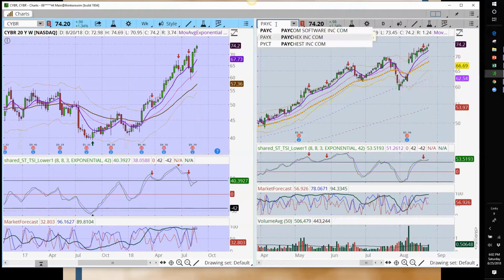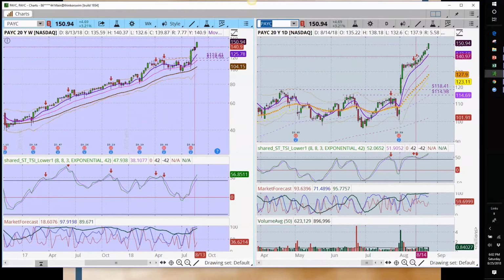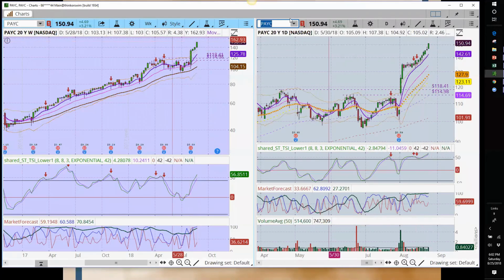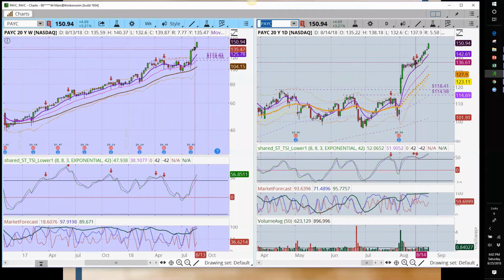Paycom. Again, another one of those. It came down, hit the 8-day moving average a couple of weeks ago, rebounded, and has moved up from about 130-ish all the way up to over 150. Nice, strong move. It broke out above the 118.41 level, and then it basically drove sideways.